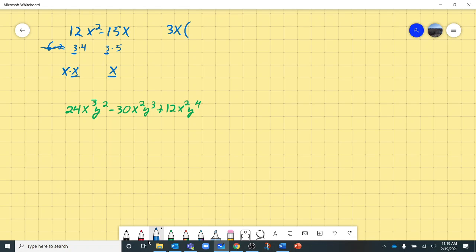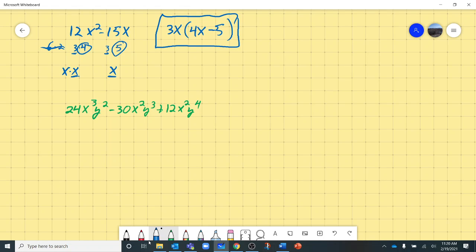3x times what? Well, here's my other factor for the 12, which would be 4. So we have a 4. And we want an x squared. We're multiplying by an x, so we just need another x. And then our other factor was 5, so 5 goes right there. We already have the x, and so that would be all there is to that one. 3x times 4x minus 5.